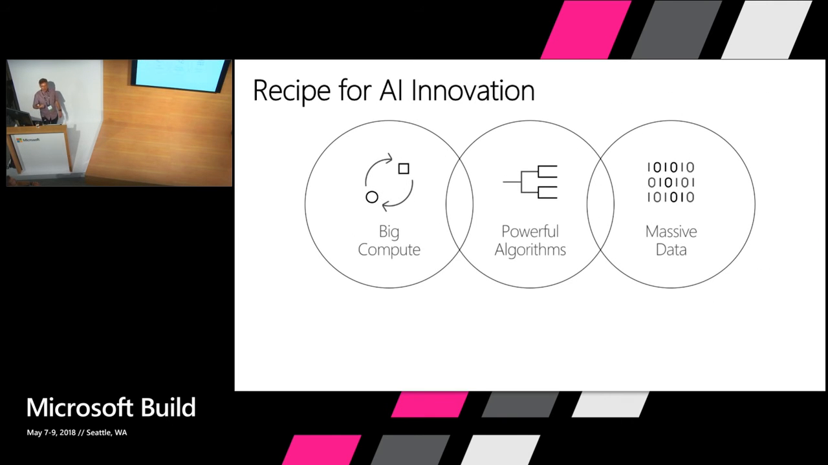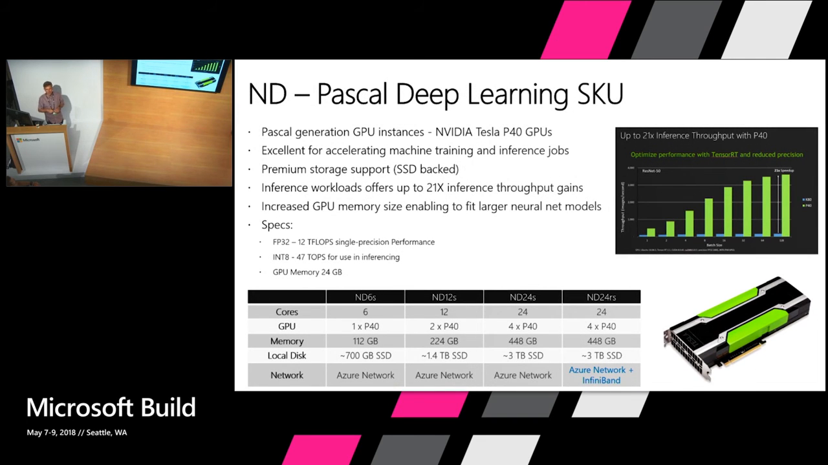And when you think about doing real production scale AI at this level, I've got to develop very, very powerful algorithms that are going to use many GPUs. I've got to have a lot of data to train with and a lot of compute for experimentation. So we introduce a fifth type of GPU specifically for deep learning. This is the ND series.